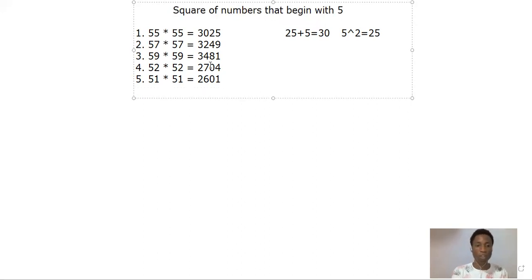That's simple. But now, this can be extended to 60 something. Although it's a square of numbers that begin with 5, it can be extended to 60 something. So for instance, let's say 61 times 61.